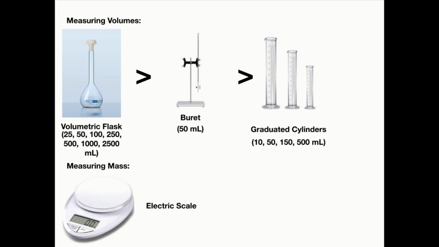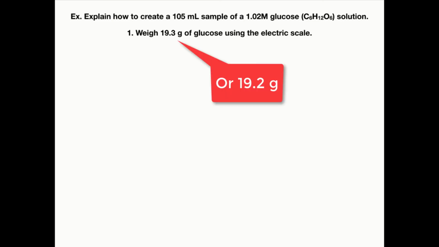What about measuring mass? Well, if I'm measuring the mass, meaning measuring a solid, I'm going to be using an electric scale. So let's go back to those two example problems and figure out what tools I would need to use. The first example problem was about creating 105 mL of a 1.02 molar glucose solution. Keep in mind that the glucose is a solid, so I'm going to have to use an electric scale. We had determined that you needed 19.3 grams of your solid, so I need to weigh the 19.3 grams of glucose using my electric scale.